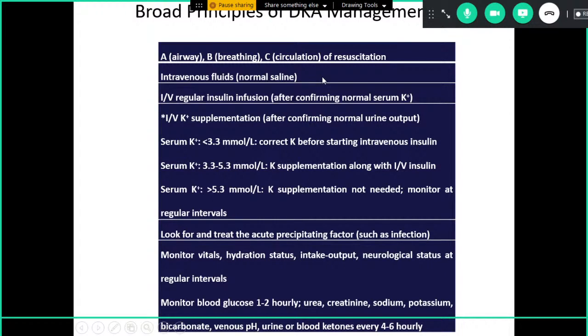Intravenous fluids, for which normal saline is the fluid of choice, and I'll break this down in more detail in the next 3 slides. Intravenous regular insulin infusion after confirming serum potassium, right? Remember, somebody who has a low serum potassium to start with, if you give insulin, will become further hypokalemic. You can precipitate arrhythmias and create problems.